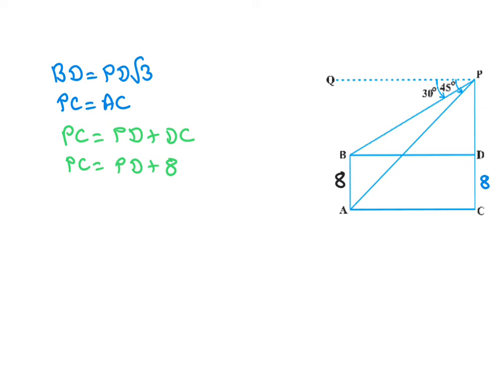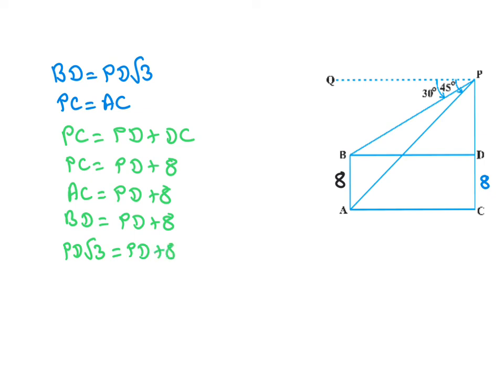But if you observe over here, we found out that PC is equal to AC. So instead of this PC, can I write AC? Of course I can. So AC will be equal to PD plus 8. But again, observe AC is equal to BD. So instead of this AC, can I write BD? I can. So BD equal to PD plus 8. But we found out that BD is equal to PD root 3. So instead of this BD, can I write PD root 3? I can. So PD root 3 is equal to PD plus 8.